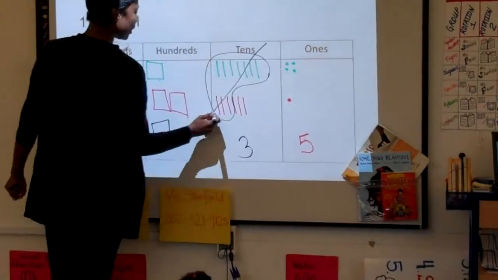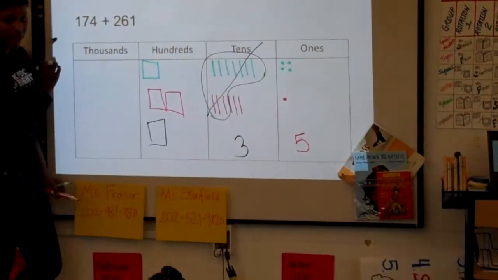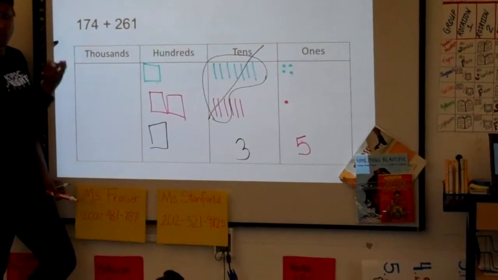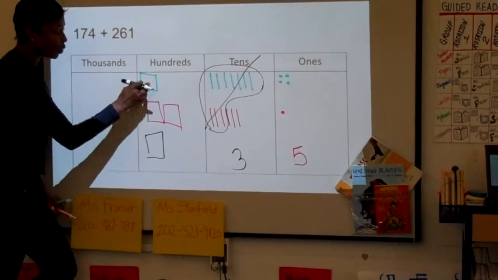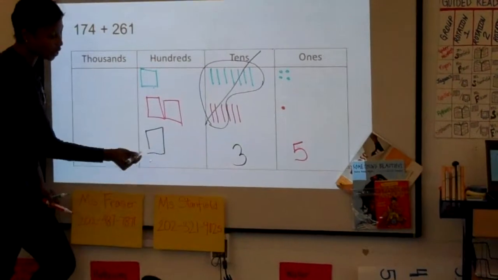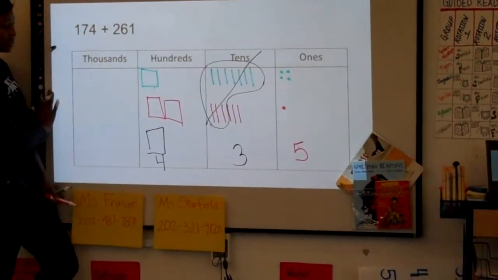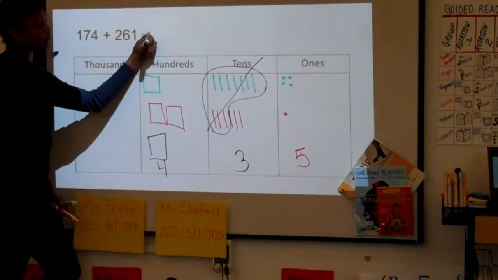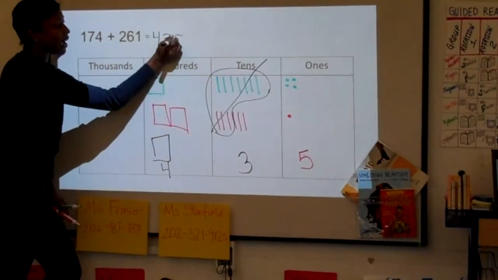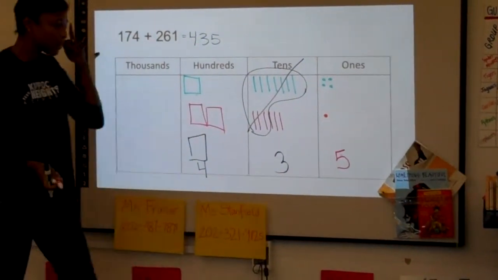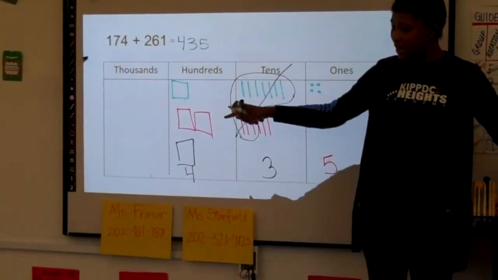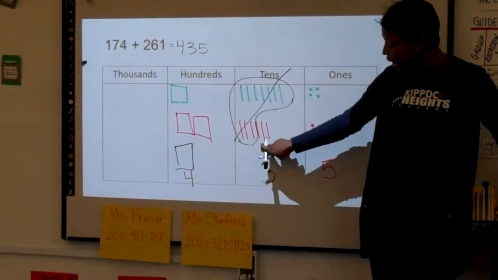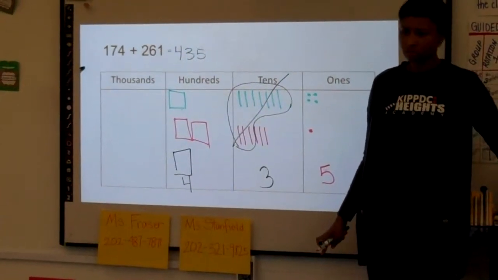Because I regrouped these tens, now I have another 100. I have to make sure I add that regrouped 100. 1, 2, 3, 4 hundreds. My answer to this problem would be 435. I hope that you saw how I regrouped and moved that number next door, and then made sure I added what was left over.